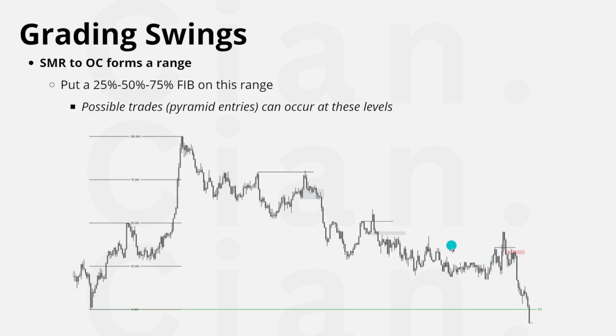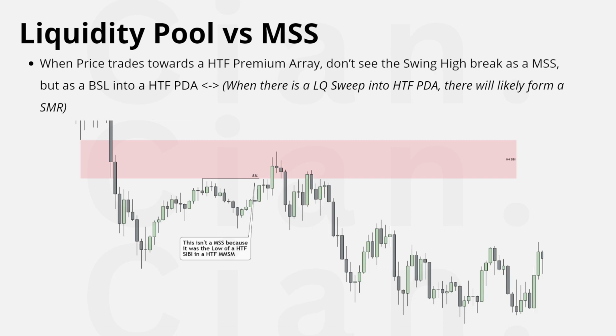The difference between a liquidity pool and a market structure shift. When price trades toward a higher time frame PD array, don't see the swing high break as a market structure shift, but as liquidity, buy-side liquidity into a higher time frame PD array. When you don't go from higher time frame to lower time frame, then you will actually see this as a market structure shift, right?